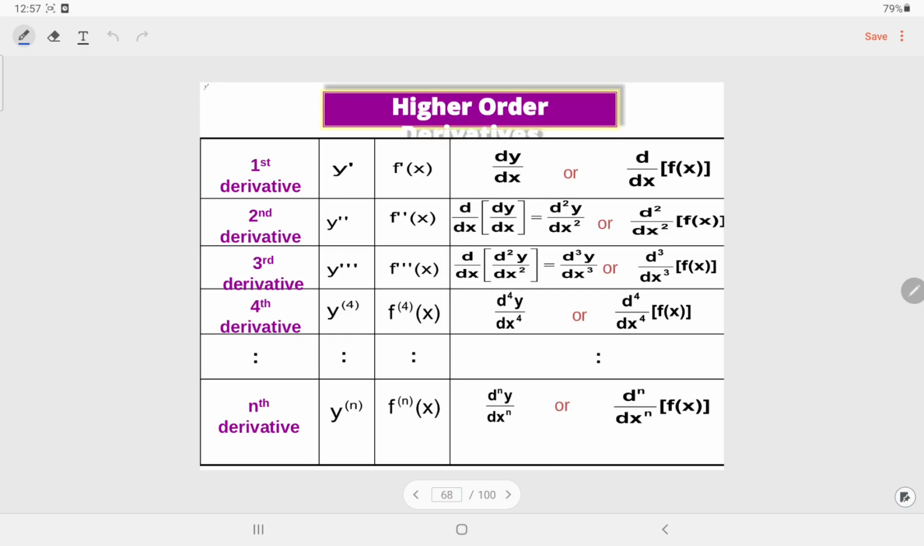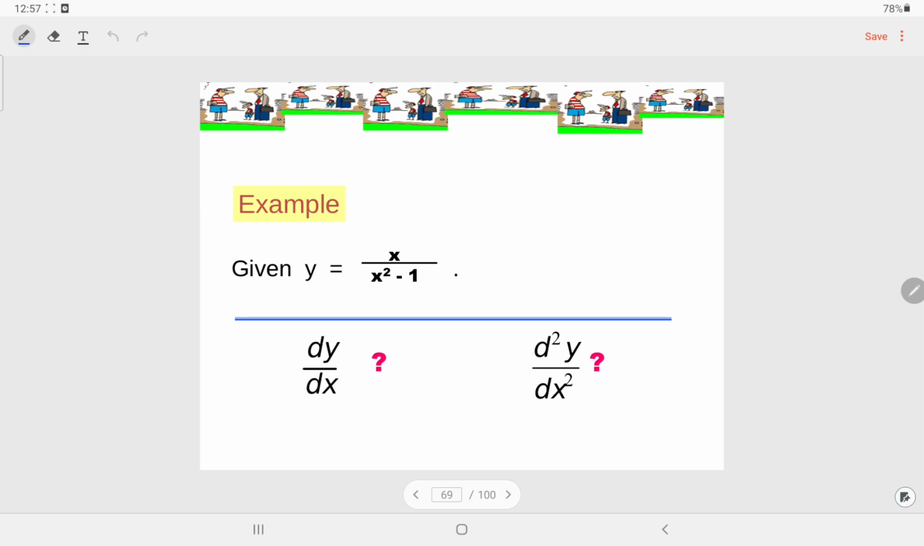For the higher order derivative, the first derivative is y prime, f prime, dy over dx, or d over dx of f(x). Then the second derivative, y double prime, f double prime, differentiate dy over dx, equivalent to d squared y over dx squared or d squared over dx squared of f(x). The third derivative, and so on. The nth derivative, with the power of n here. Okay, we look at the example.